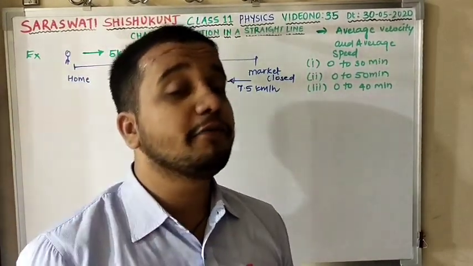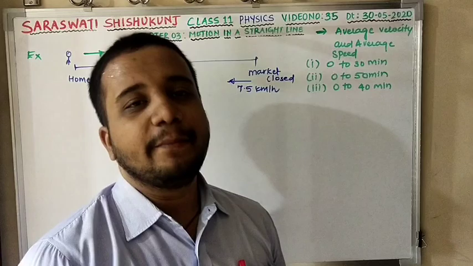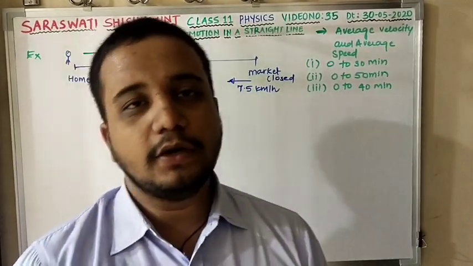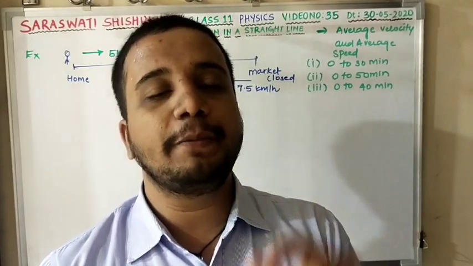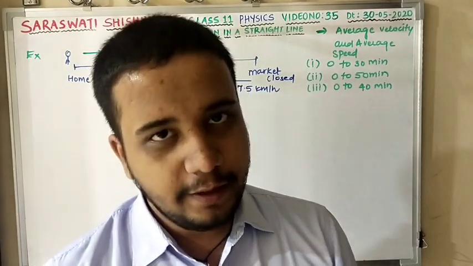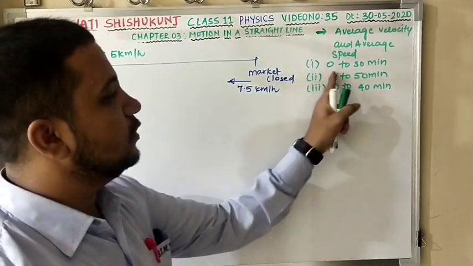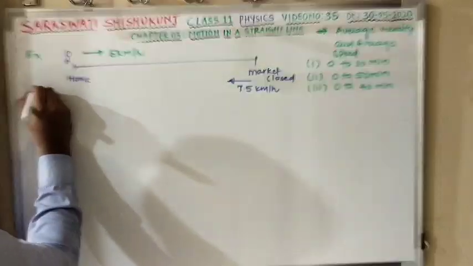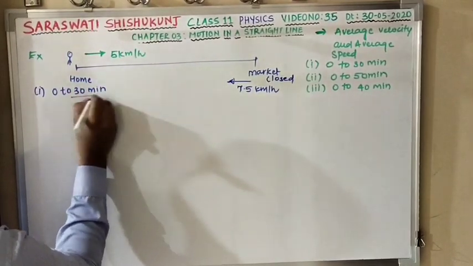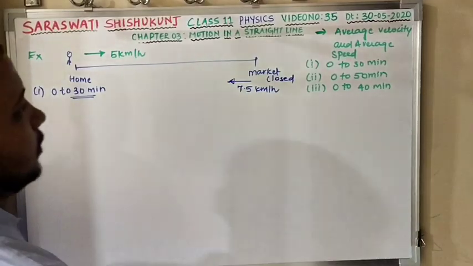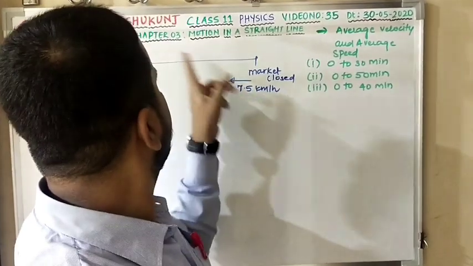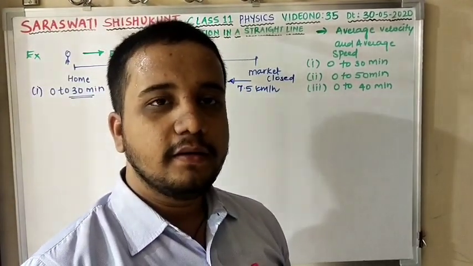For these 3 time intervals, they are asking average velocity and average speed. I have already told you in the first example that if a time interval is provided, you have to calculate the average only, because for a time interval you get an average value, and for a particular time instant you get instantaneous velocity. Is this clear? Okay. So moving ahead, the first stage is 0 to 30 minutes. Let us calculate for 0 to 30 minutes. Now, we have to check over here. It is moving from home to market with a speed of how much? 5 kilometers per hour? Yes or no?